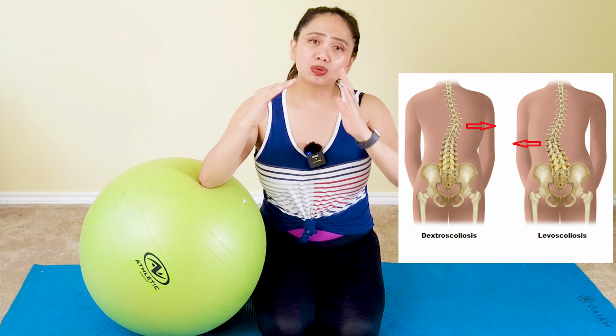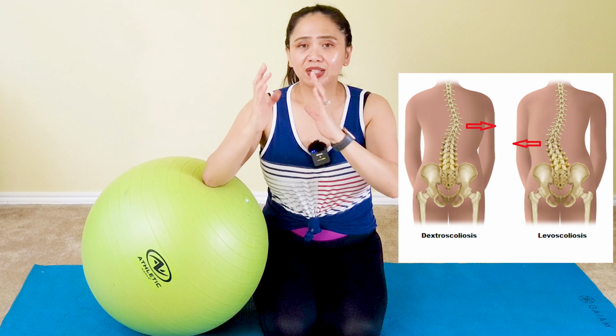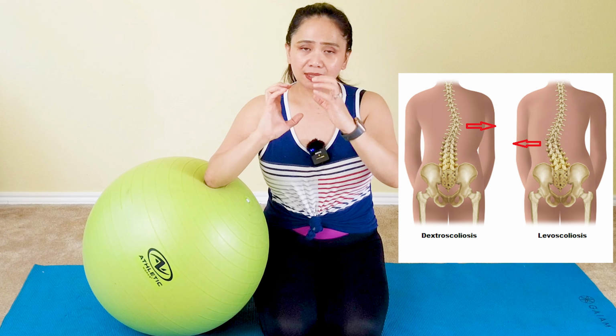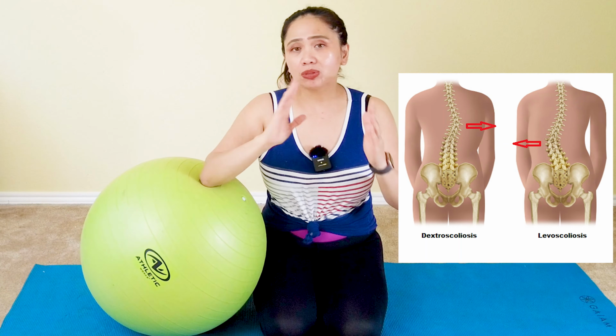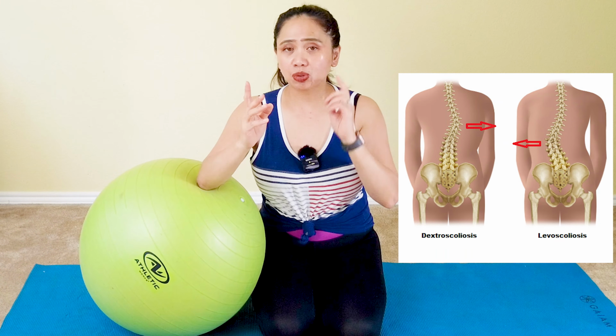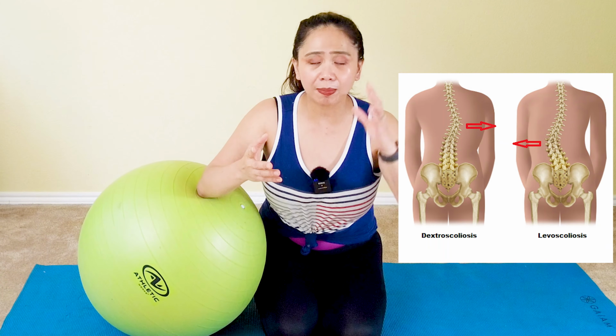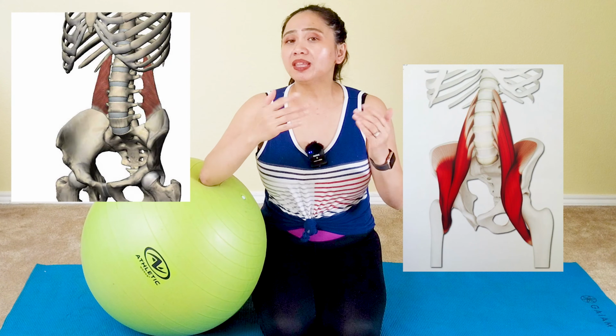So if you have levoscoliosis, then the rotation of your spine turns to the left, and then your Quadratus Lumborum gets really tight on your right side. And what happens now, there's a correlation with your psoas muscle. So let's discuss the anatomy of the psoas and where the origins of those muscles are and where they attach.